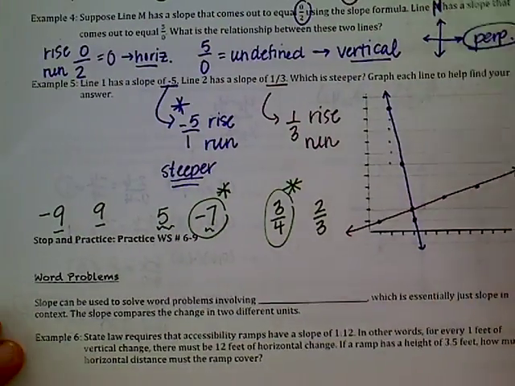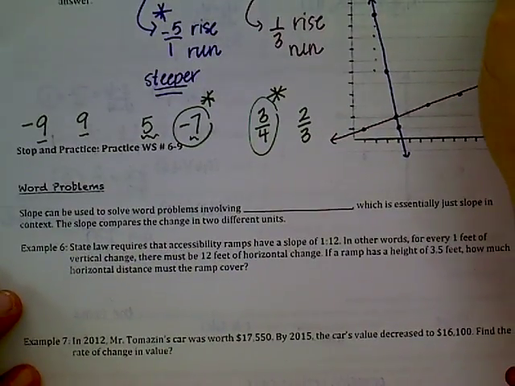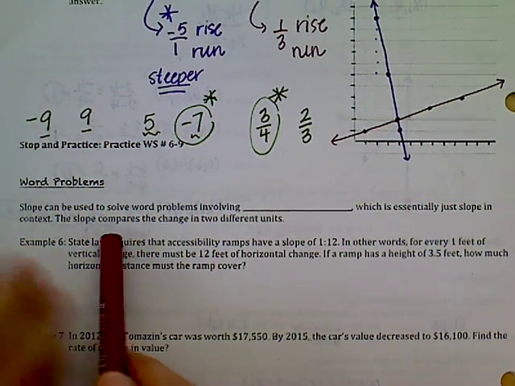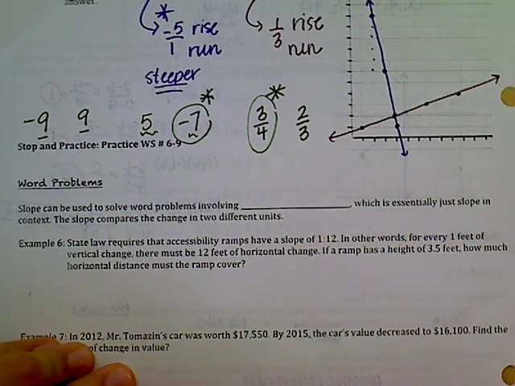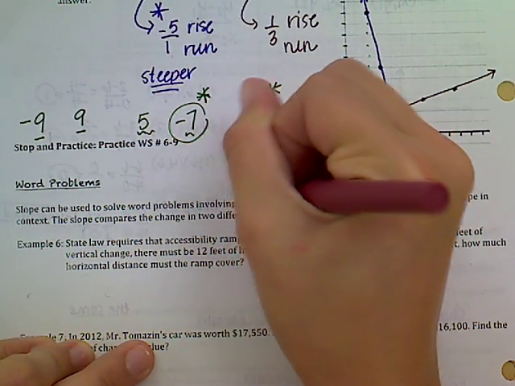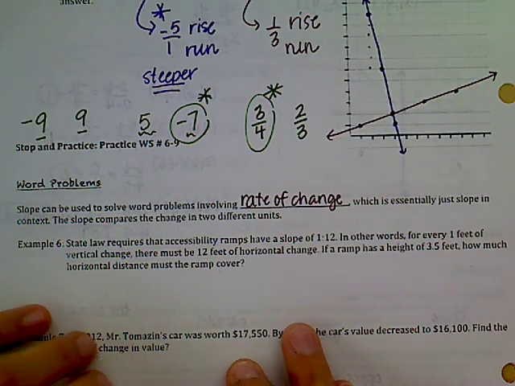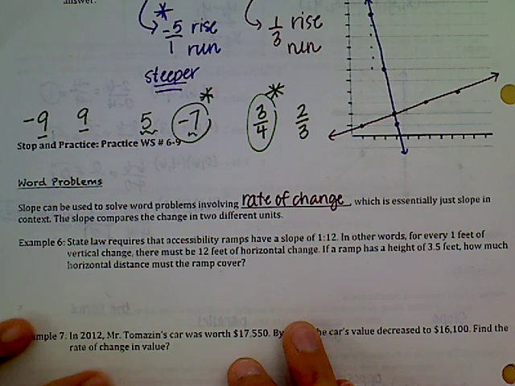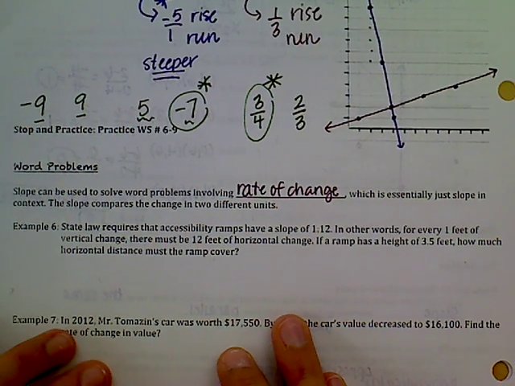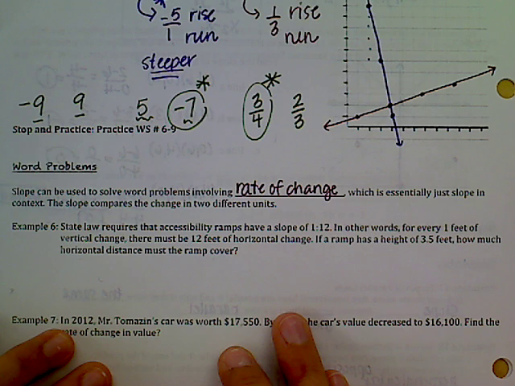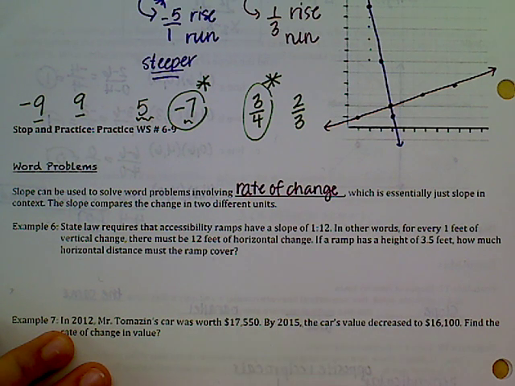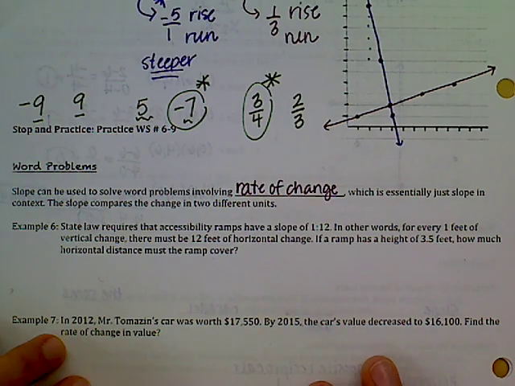Right, the last part of this worksheet has to do with word problems and using slope in context. It says that slope can be used to solve word problems involving rate of change, which you might have heard before in algebra, which is essentially just slope in context. The slope compares the change in two different units. So miles per gallon, feet per hour, anything like that where you're comparing two units, we're using slope, but it's just with some kind of context or story to it.